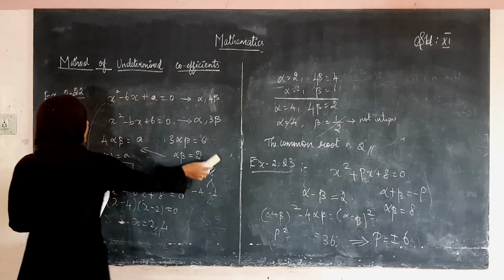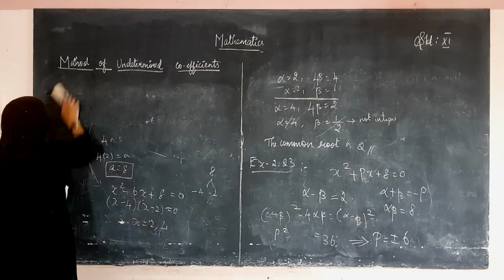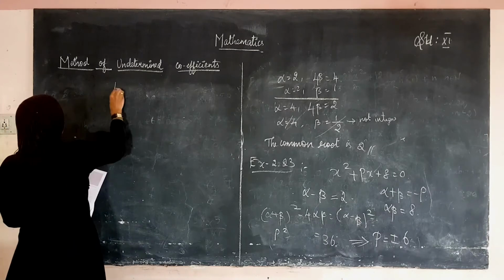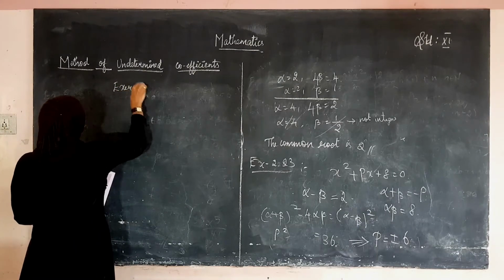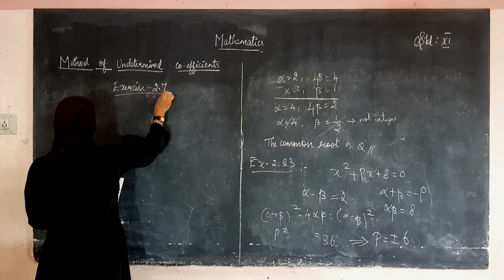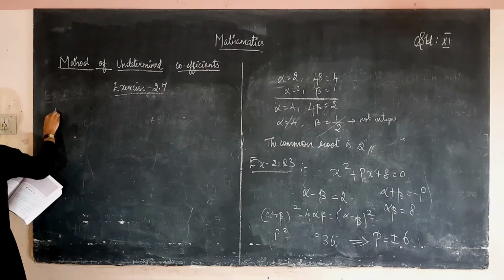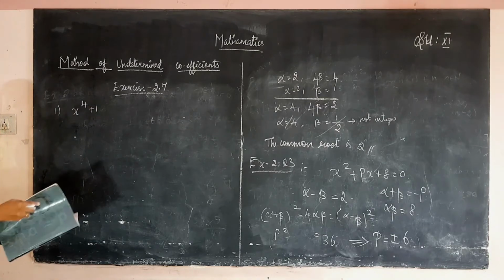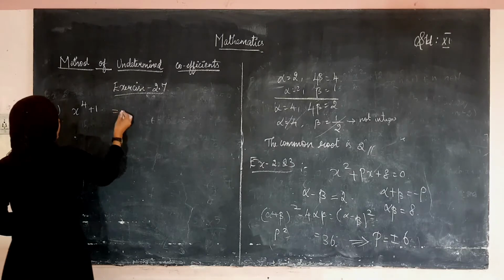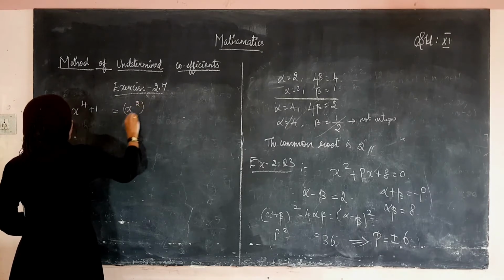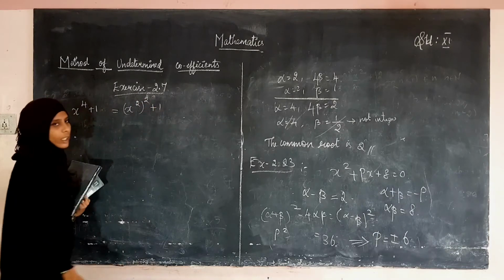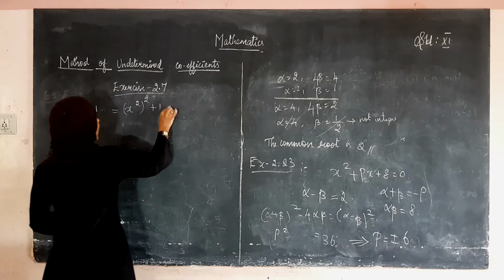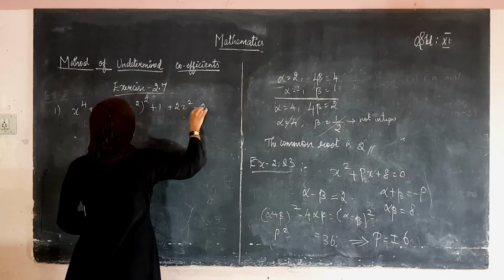Okay, now let us see exercise 2.7. What's the first question? Factorize x power 4 plus 1. Okay, they have given, try the completing the square method. So now how can we write this? This can be written as x square the whole square plus 1. Okay, now what we are going to do is add and subtract 2x square, plus 2 into x square minus 2 into x square.